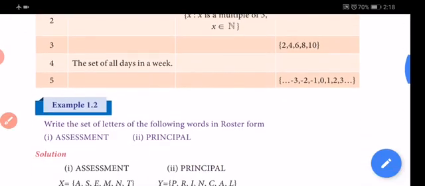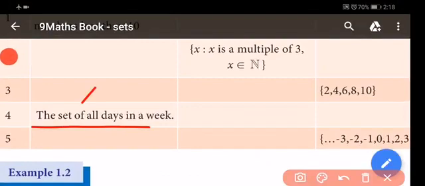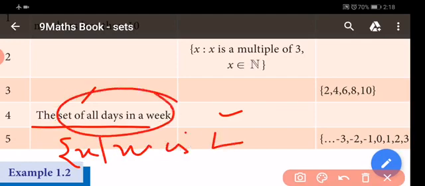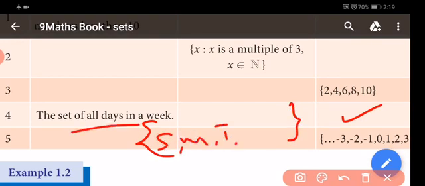And the fourth one, the set of all days in a week in descriptive form. In the set builder form, we write for all x such that x is the set of all days in a week. And how do you write in roster form? In the roster form, we use the set notation. What are the days in a week? Sunday, Monday, Tuesday, Wednesday, Thursday, Friday and Saturday. Okay.